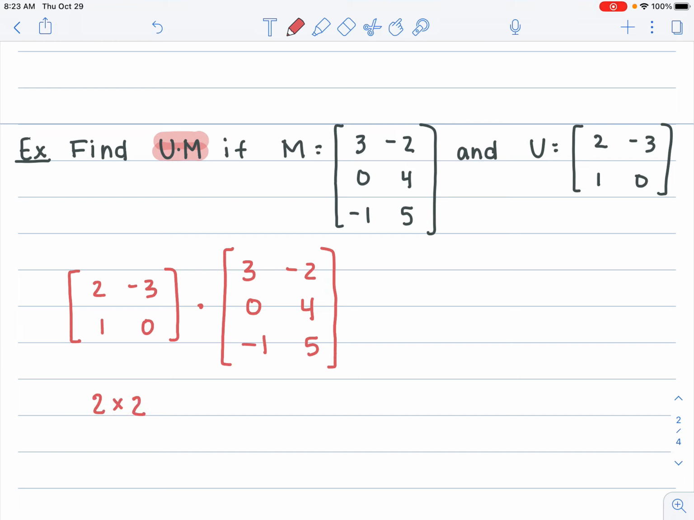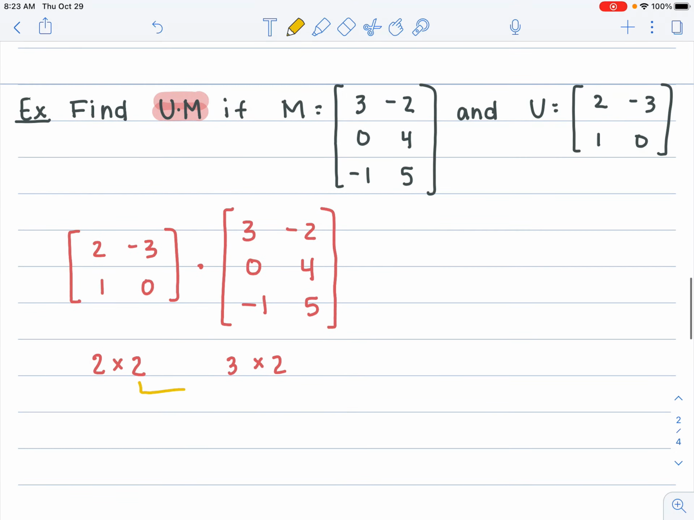In order to do matrix multiplication, you have to check the dimensions first. So I would say U looks like a 2 by 2 matrix, and M looks like a 3 by 2 matrix. Now again, we have to figure out if the actual matrix multiplication is possible. So you look at these two inside numbers here. Are they the same? No, they're not the same in this problem. So we are not able to do the multiplication. So we would say not possible.